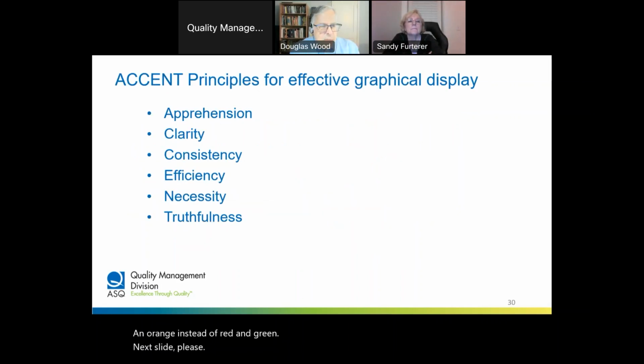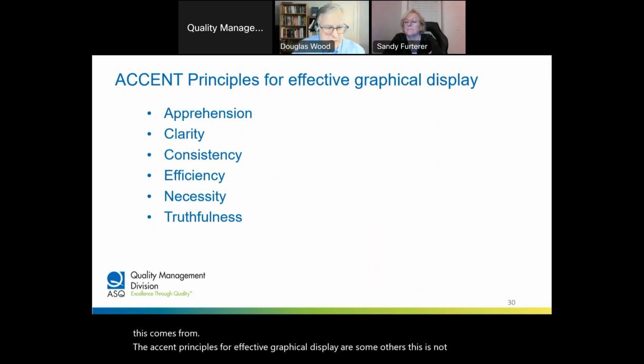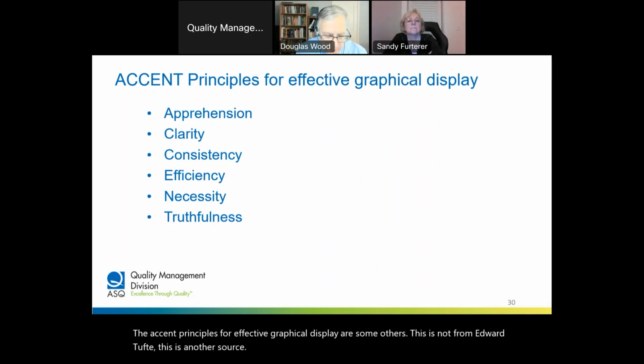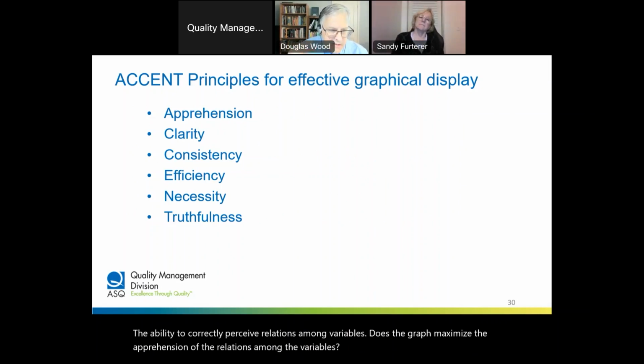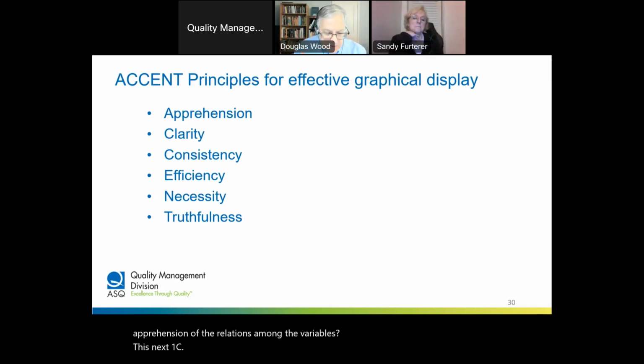So the accent principles, you'll see we reference in our references at the end of the talk where this comes from. The accent principles for effective graphical display are some others. This is not from Edward Tufte. This is another source. First of all, apprehension. The ability to correctly perceive relations among variables. Does the graph maximize the apprehension of the relations among the variables? This next one, clarity. The ability to visually distinguish all the elements of a graph. Are the most important elements or relations prominent or not?